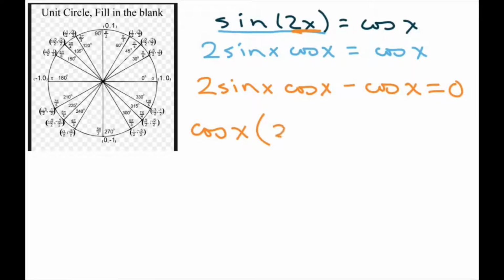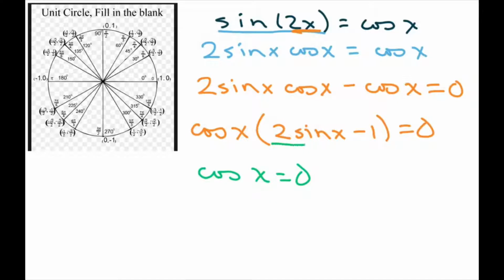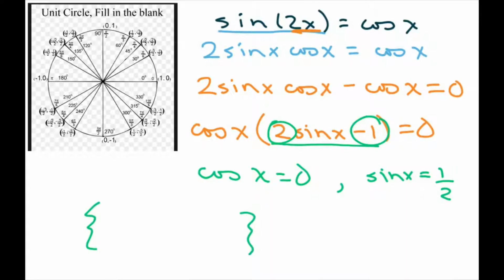When you factor it out, you're going to get cosine of x times 2 sine of x minus 1 equals 0. Now set both factors to 0, so you get cosine of x equals 0. For this piece, you get sine of x equals, add the 1, and divide by 2. Now we just have to find on the unit circle, or hopefully you have this memorized. Where does cosine x equal 0? That's right here and here. Remember, cosine is your x value. So that's going to be pi divided by 2 and 3 pi divided by 2.